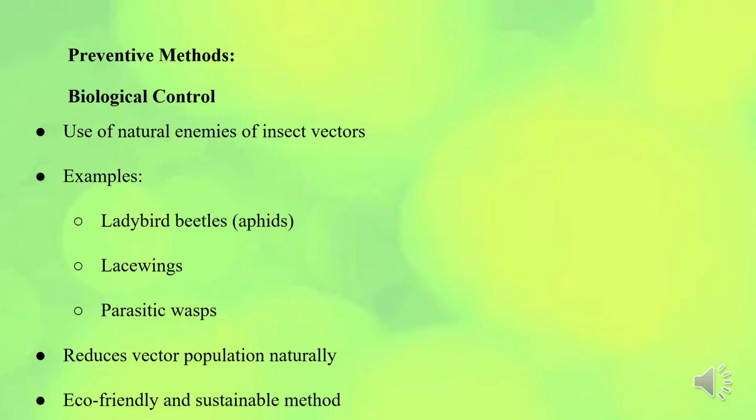Biological control: use of natural enemies of insect vectors. Examples: ladybird beetles, lacewings, parasitic wasps. Reduces vector population naturally. Eco-friendly and sustainable method.